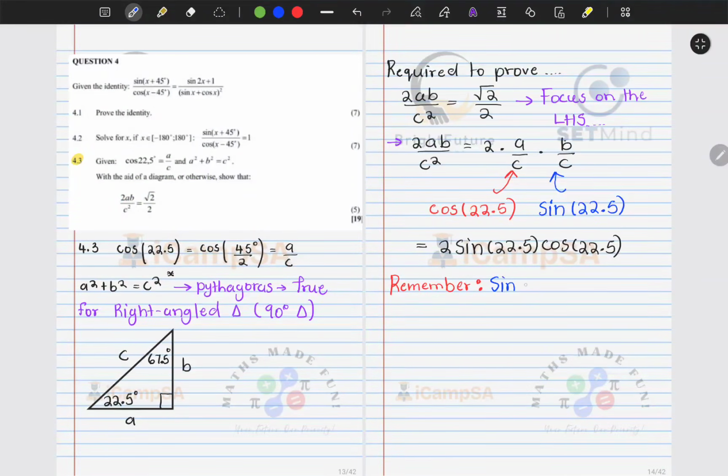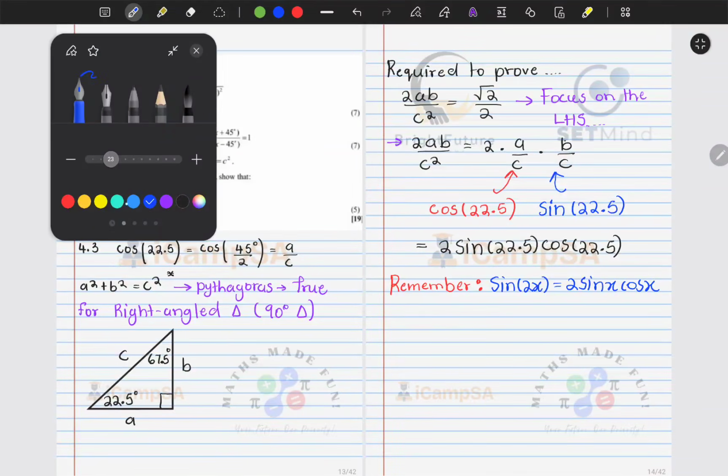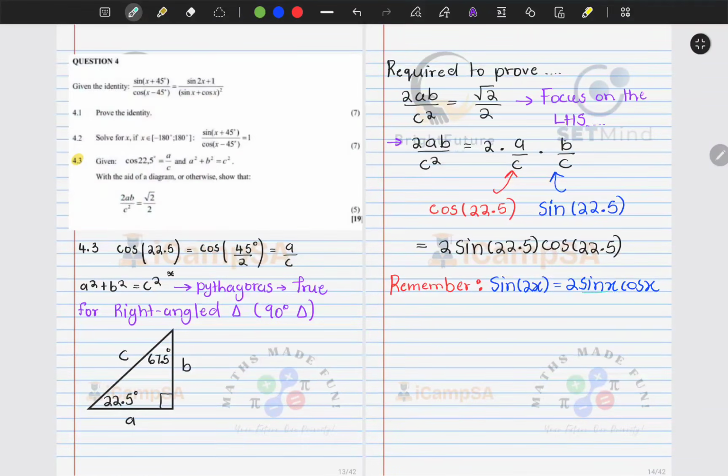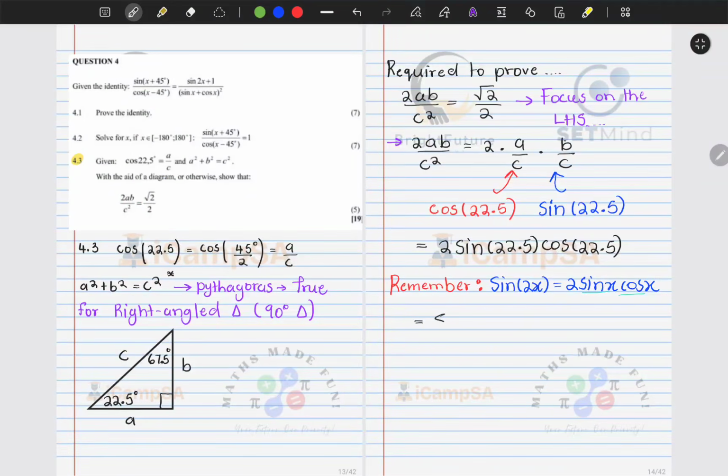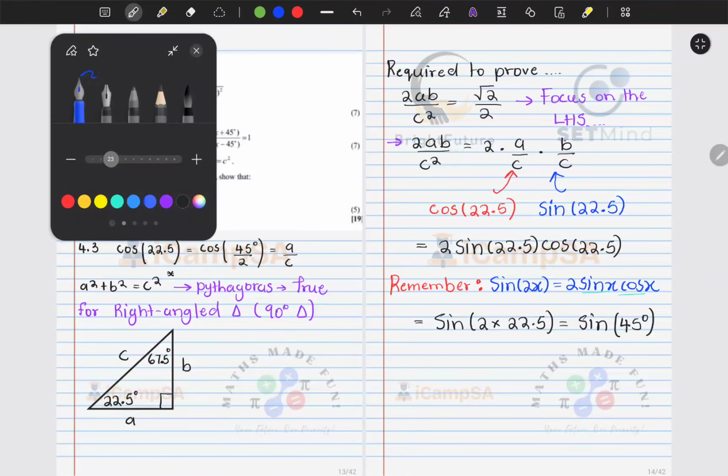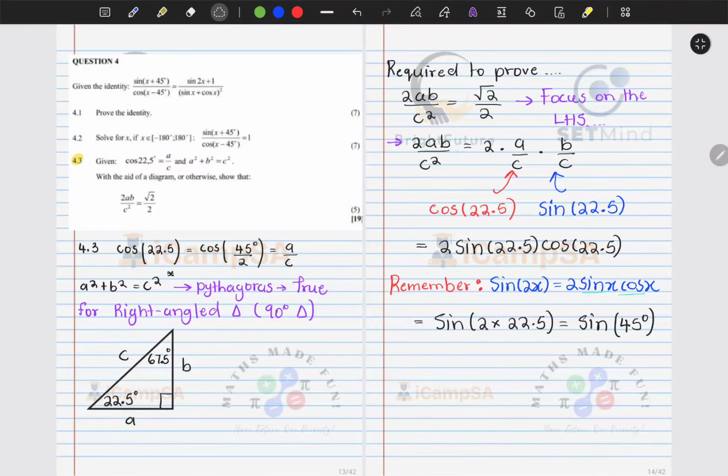You should know that whenever you have sine of 2x, it is the same as 2 sine of x cos of x. Meaning if you have a 2 multiplying sine of x cos of x, you can just write sine of 2 times the angle you see on the sine and the cos. So this means we can have sine of 2 multiplying 22.5, of which that becomes just sine of 45 degrees.